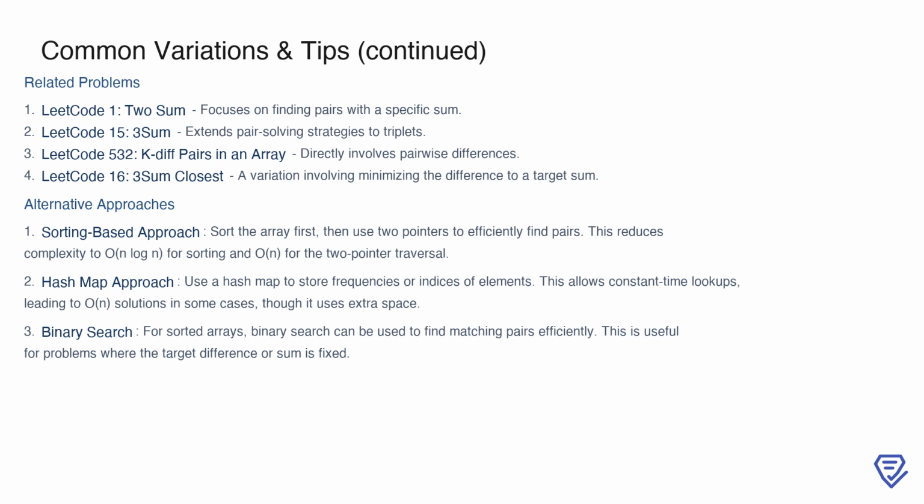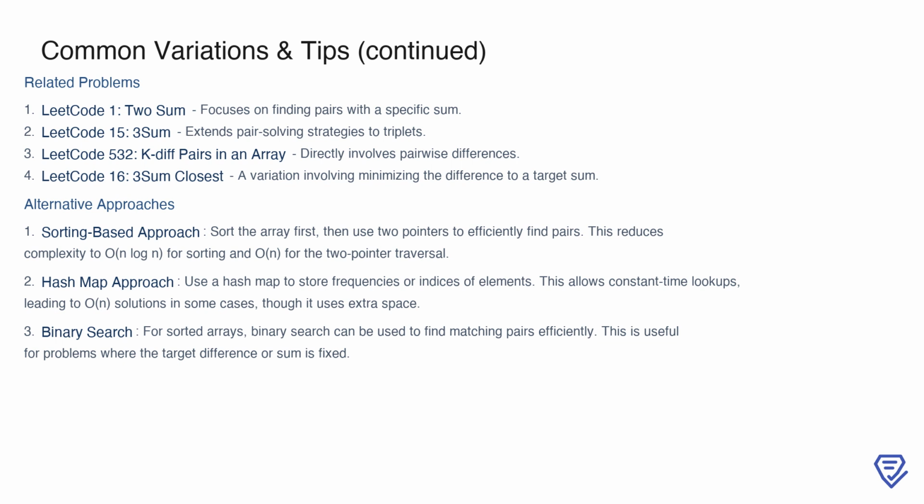In terms of alternative approaches, sorting the array followed by a two-pointer technique is a popular and efficient method. This combines the n log n complexity of sorting with an n traversal, making it highly effective for a wide range of scenarios. Another option is the hash map approach, which leverages constant time lookups to achieve n complexity in some cases, though it does require extra space. For sorted arrays, binary search is another powerful tool for efficiently locating matching pairs when the target difference or sum is fixed.